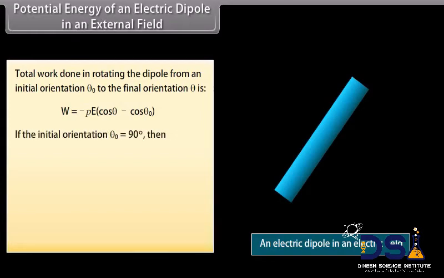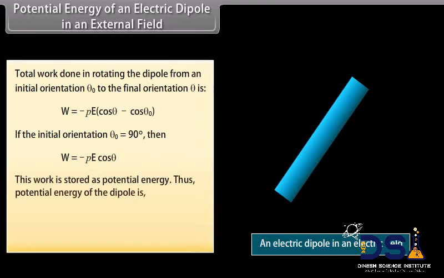If the initial orientation theta naught is equal to 90 degrees, then W is equal to minus PE cos theta. This work is stored as potential energy. Thus, the potential energy of the dipole is U equals minus PE cos theta, which can be written as minus P dot E.